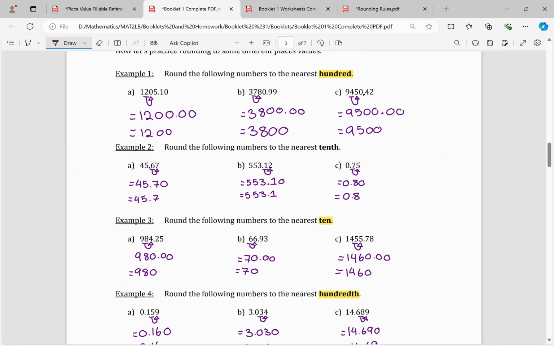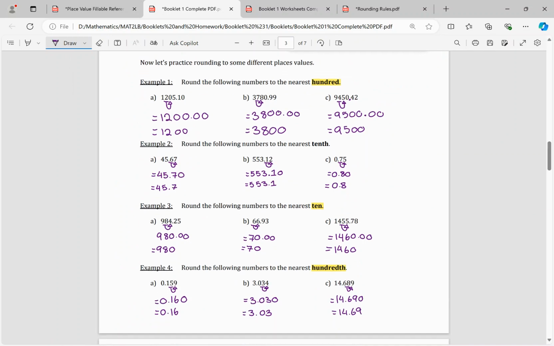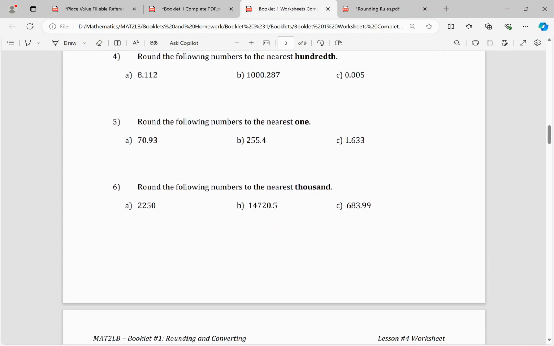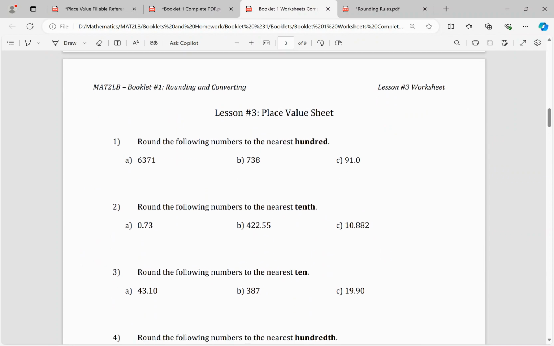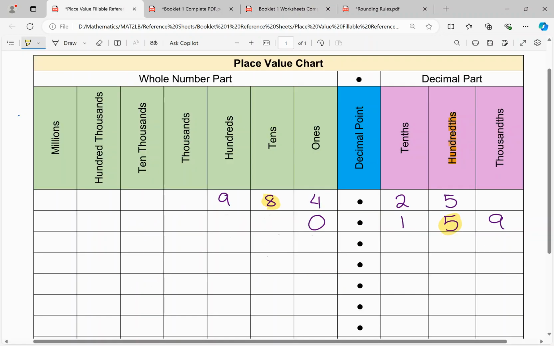So that's our lesson for today. Hopefully it made sense. If it does not, please make sure that you're asking your teacher for help. And what you need to be doing now is jumping to the next page where you have practice with this work. Please remember to use your reference sheet to help you find the number that you need to round if you need that help.